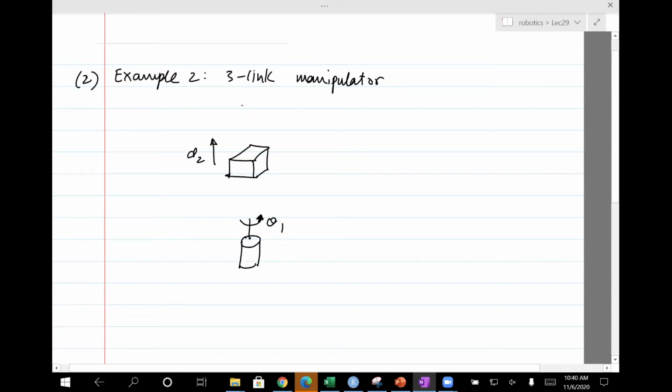And then I'm going to draw another box. Okay, this one is going to have motion in this direction, so D3. And then there'll be the end effector, which is here.